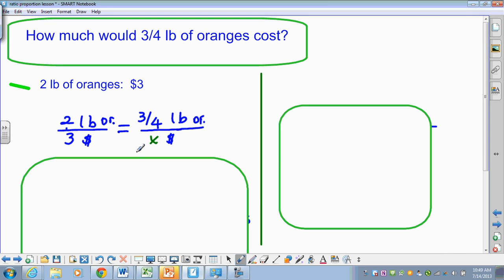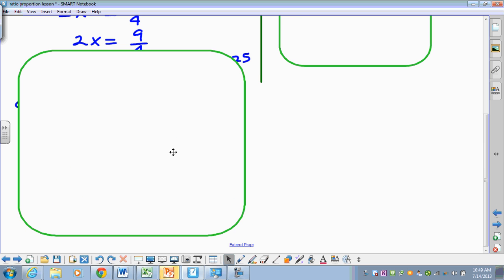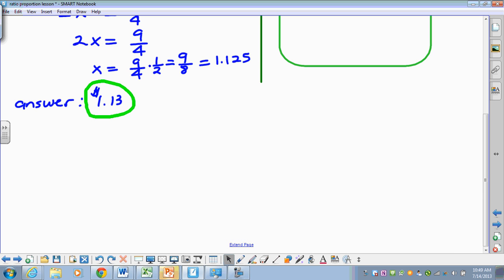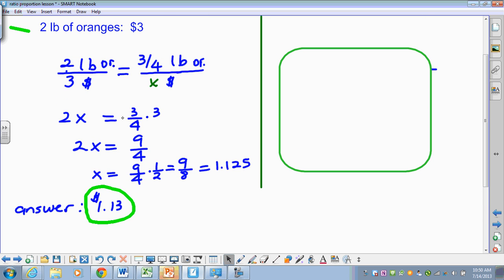And we can solve this equation by using the cross multiply method. So simply multiply 2 times x equals 3 times 3/4. So 2x equals 3/4 times 3. And let's simplify the right-hand side. You can regard the right-hand side as 3/4 times 3/1, a product of two fractions. Multiply the tops, multiply the bottoms, and you get 9/4. So now you have 2x is equal to 9/4.